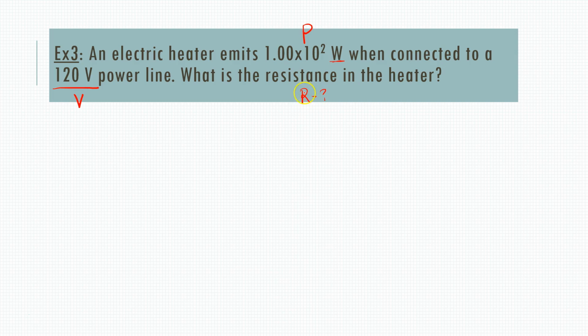So how am I going to solve this? I'm going to look at my equations, and I see I've got VI. That doesn't help me here. I don't have I. I could do I squared R. I've got the P, but I don't have the I again. And then we have V squared over R. Hey, I have both of those. I have V and I have R. So we're going to go with P is equal to V squared over R.